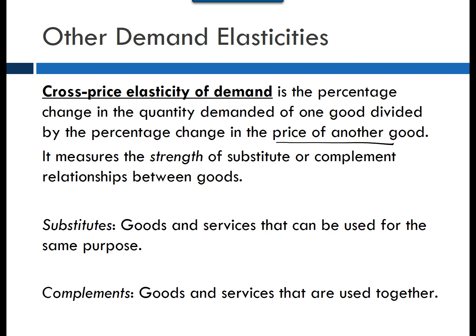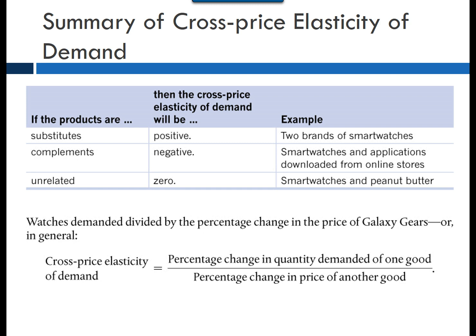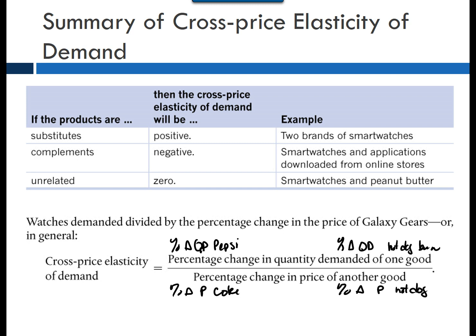So substitutes would be Coke and Pepsi. Complements would be hot dogs and hot dog buns. Okay. So the formula is actually the same, except this would be the percentage change in the quantity demanded of Pepsi over the percentage change in the price of Coke, or the percentage change in the quantity demanded of hot dog buns over the percentage change in the price of hot dogs.